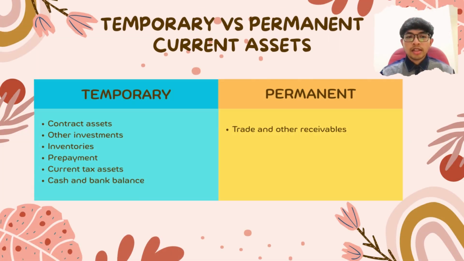So, current asset can be divided into two, namely temporary and permanent. For temporary current asset, we have contract assets, other investment, inventories, prepayment, current tax asset, and cash and bank balance. For permanent current asset, we only have trade and other receivable.